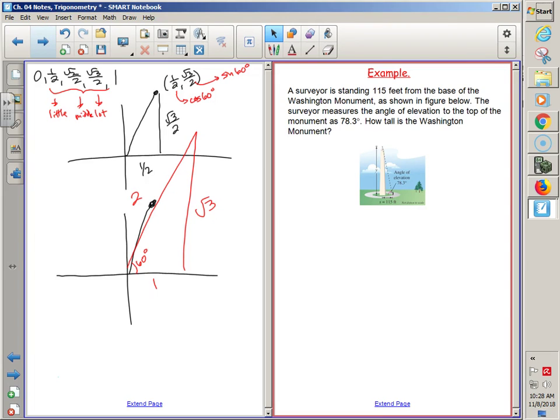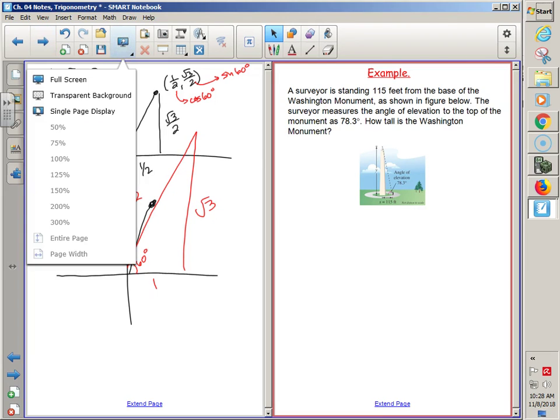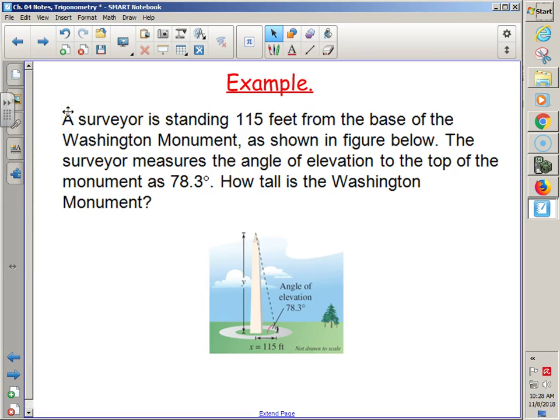For right now, let's do one last section right triangle trigonometry problem. What if they said a surveyor is standing 115 feet from the base of the Washington Monument, as shown in the figure below? The surveyor measures the angle of elevation to the top of the monument. Oh my goodness, they gave you a picture. Spoiled rotten. 78.3. You need your calculators.